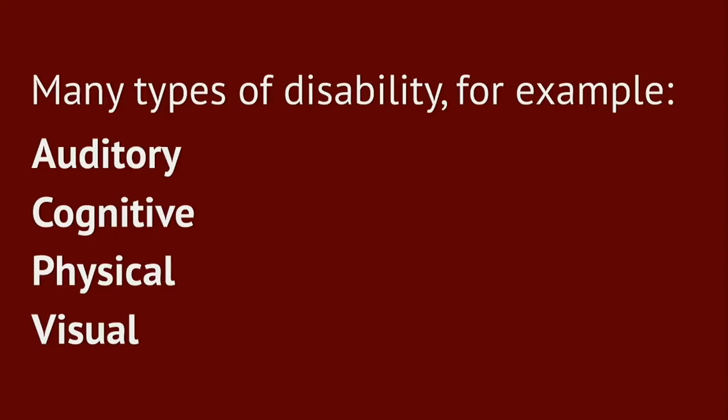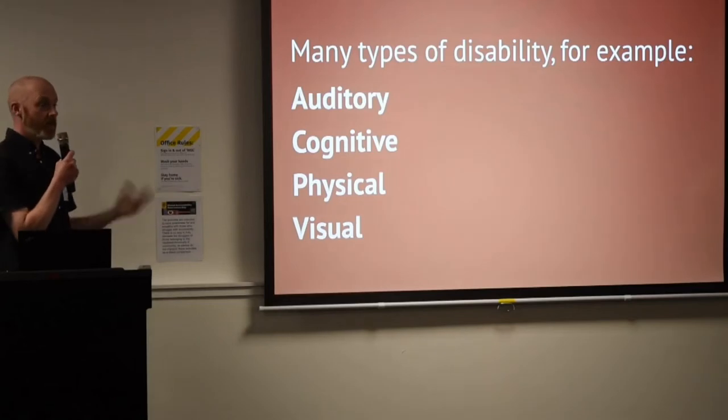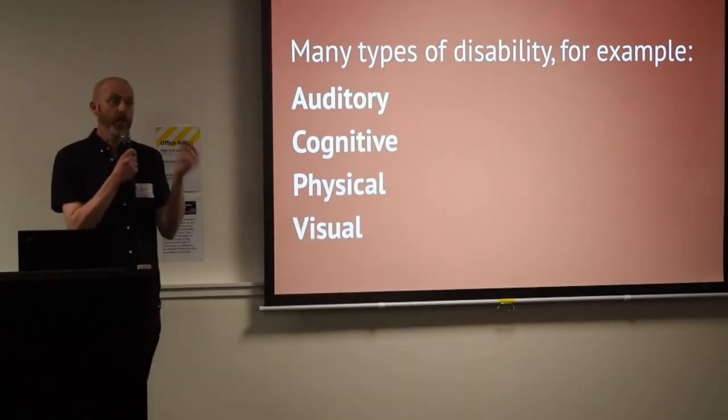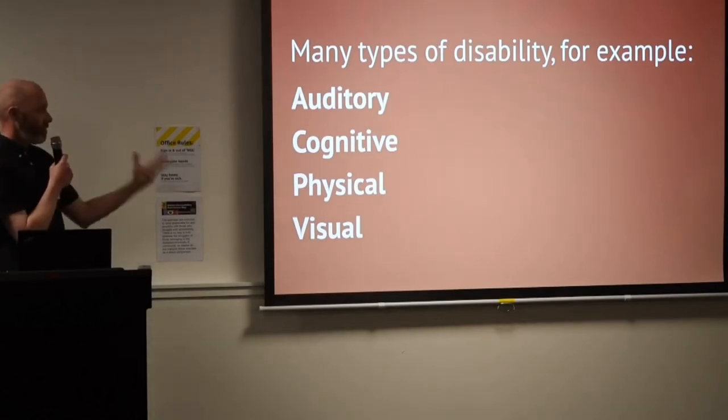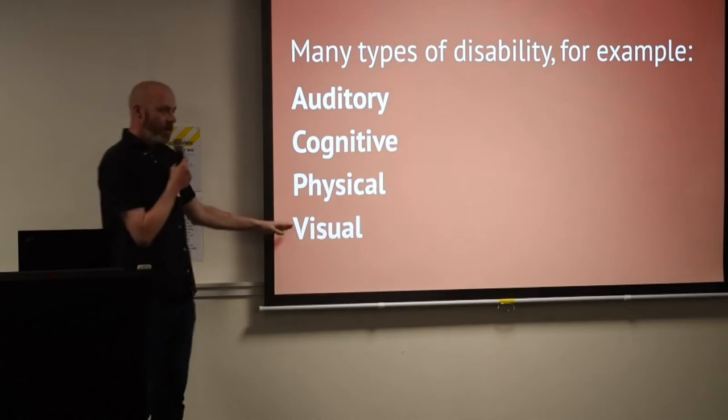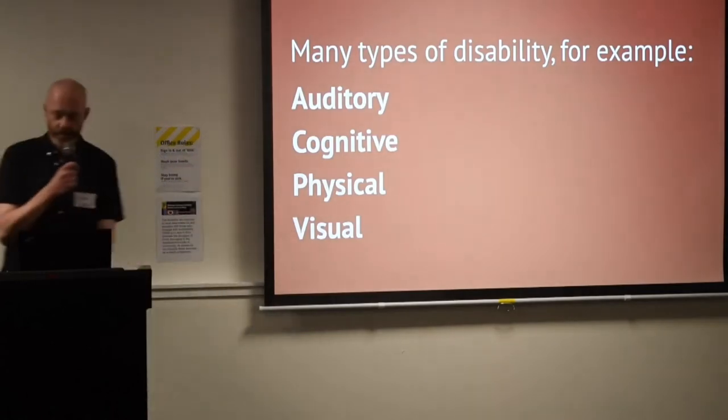So there are many types of disability. Here are four that I often find quite interesting to understand and figure out: auditory, physical, visual. There are lots of other ones, right? Especially if you're coming at it from this social definition of disability equals ability plus barrier. But here are some easy ones to think about. Let's have a think about this one. I like this one.